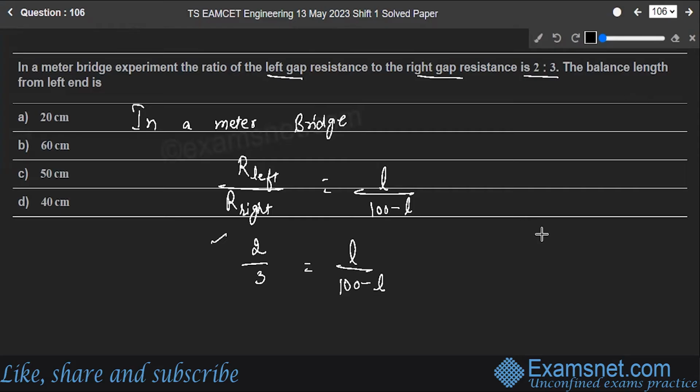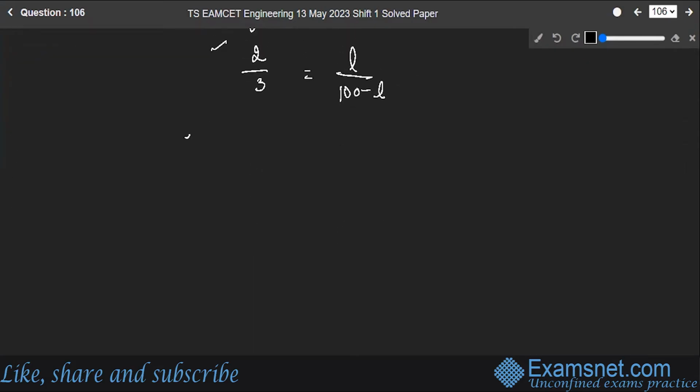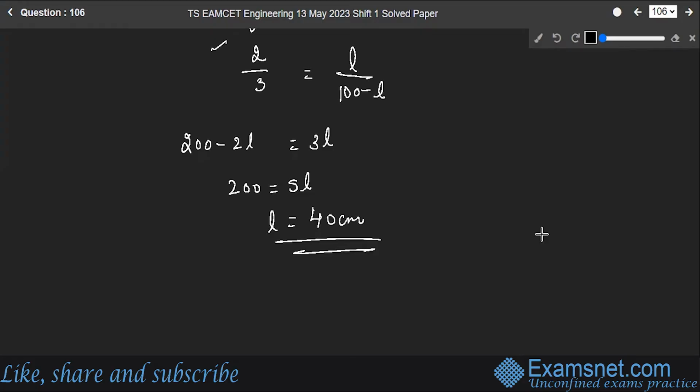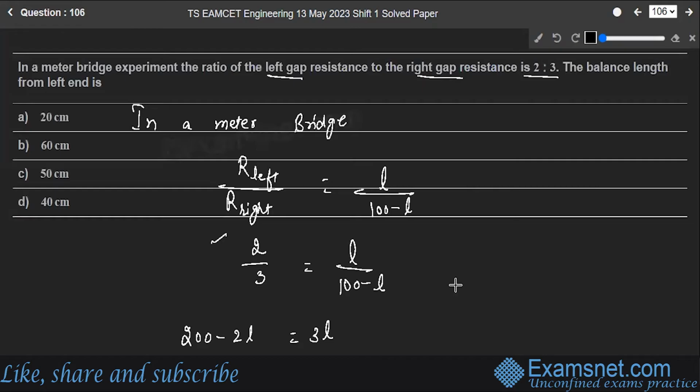This makes 200 minus 2L equal to 3L, or L is equal to 40 centimeters, right? That makes option D the correct answer. Hope you understood this. Next is question number 107.